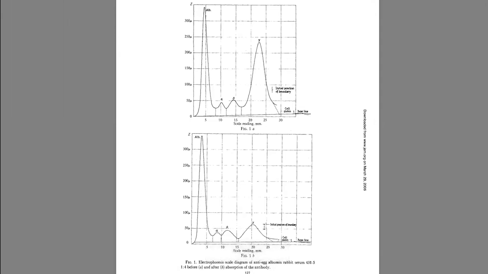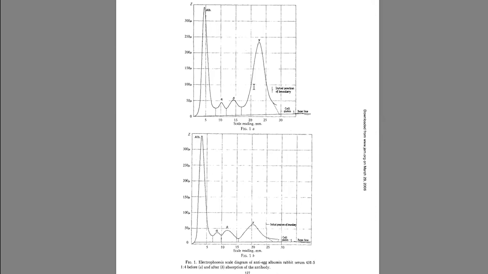beta, and gamma globulin. Here is that same sera up here in the A, what it looked like before the antibody was removed. So the gamma globulin fraction was sky high. And most of that protein that is in this peak is antibody to the egg white. And this was from a rabbit serum.